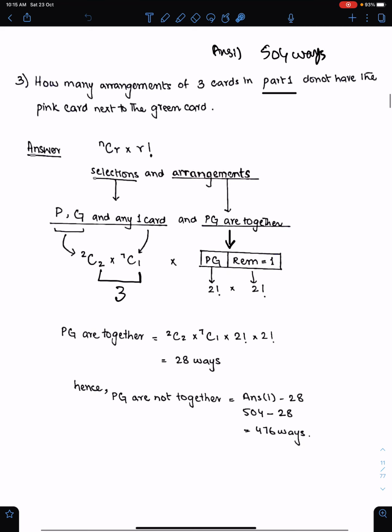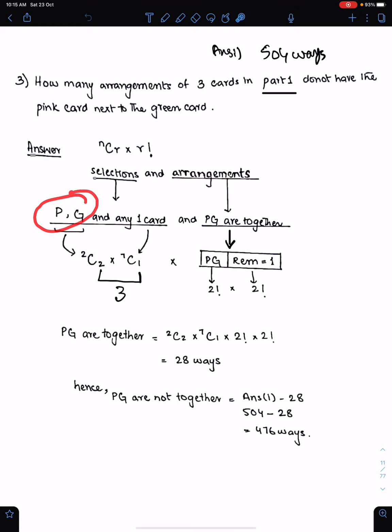Here we have restriction both in selections and arrangements. How many arrangements of 3 cards in part 1, part 1 meaning 504 ways, do not have the pink card next to the green card? So arrangements and selections both are restricted. First we need to select 3 cards which must include the pink and green card.